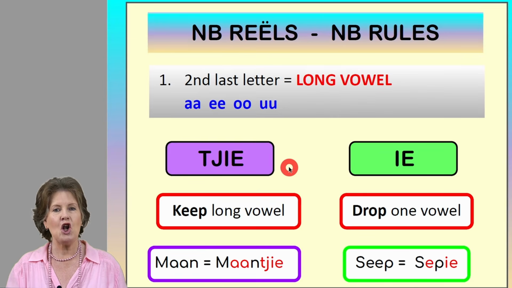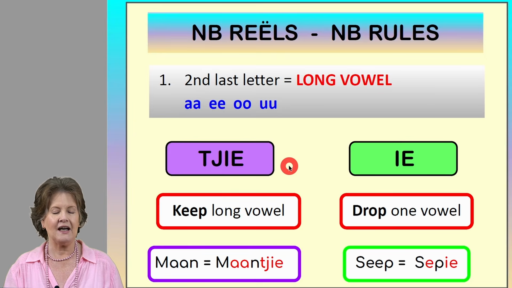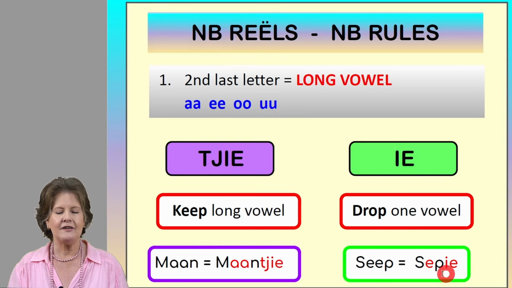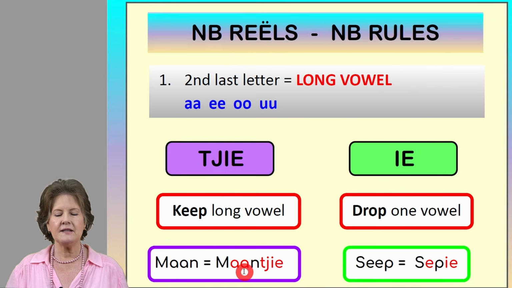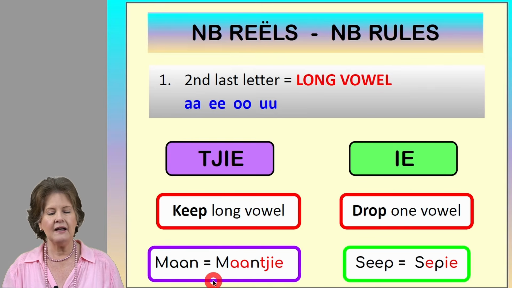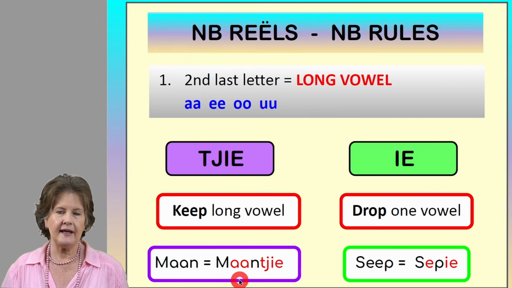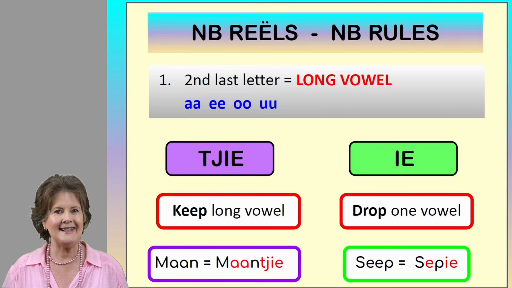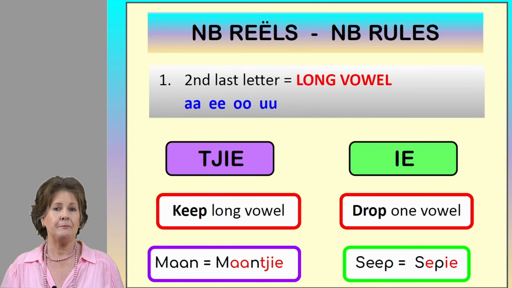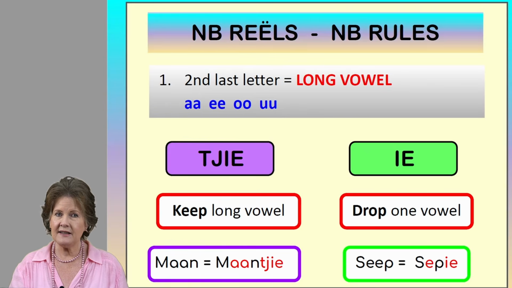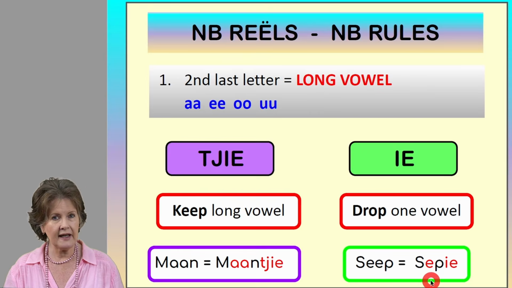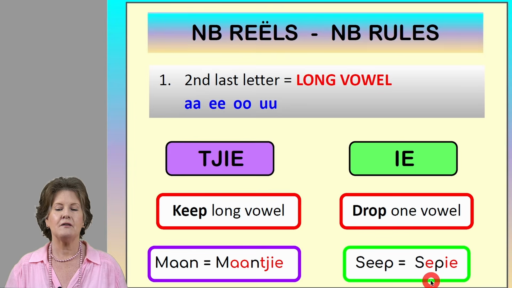If you use the long ending, TJIE, you don't say mani, you say maantjie, then you keep the long vowel. I always say then the ending is long and the vowel in the middle is long. You keep both long. But if you say, you don't say skaaptjie, you say skaapie. So you use the short ending, the IE ending, and therefore you make the word short in the middle as well by taking one of the vowels away. So be careful of the long vowel.